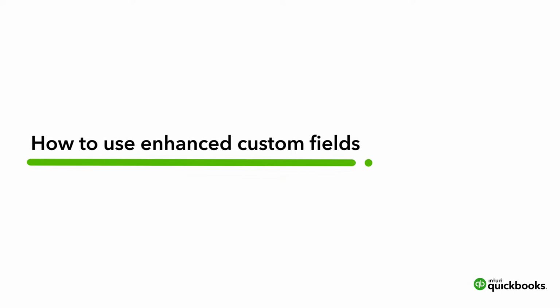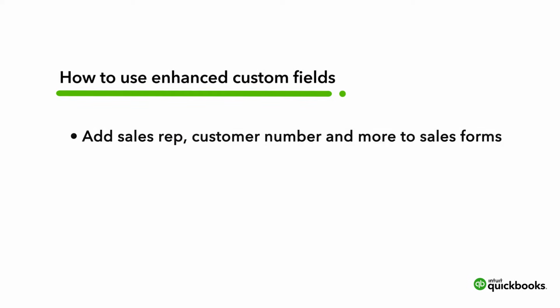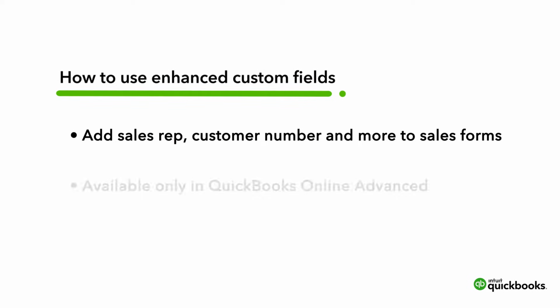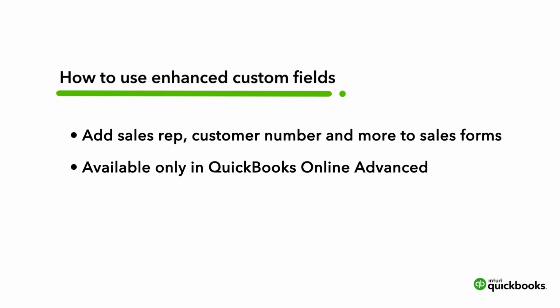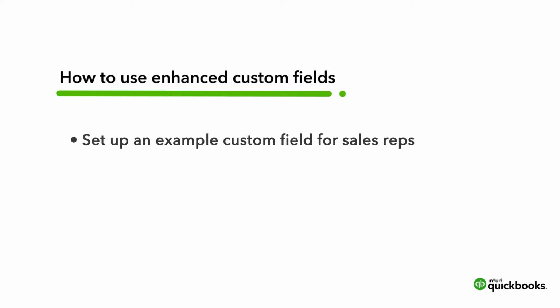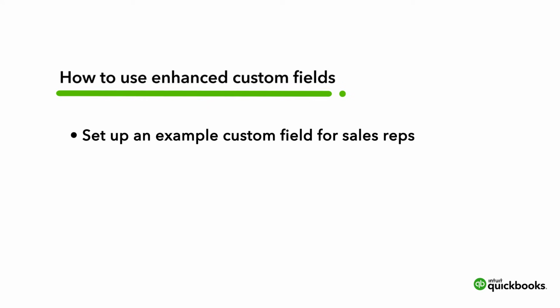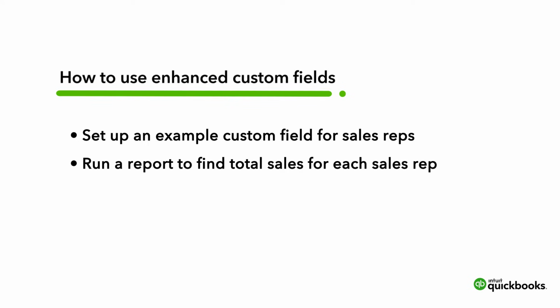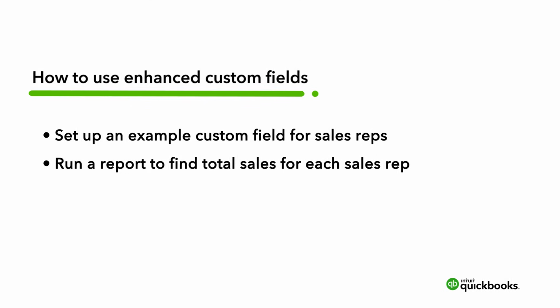You can use enhanced custom fields in QuickBooks Online Advanced to track anything you want, such as the sales rep responsible for a sale, customer number, or the beginning and ending dates of work on a job. You can set up custom fields for customer and vendor records as well as for transactions. As an example, we'll go over setting up sales reps and then show you how to run a report to find the total sales for each sales rep.